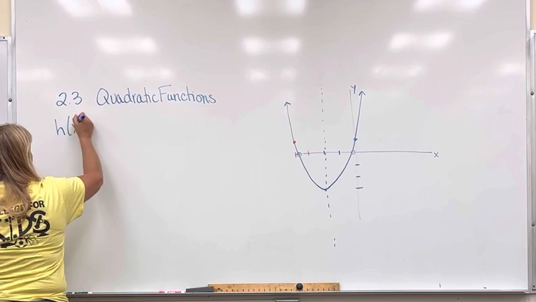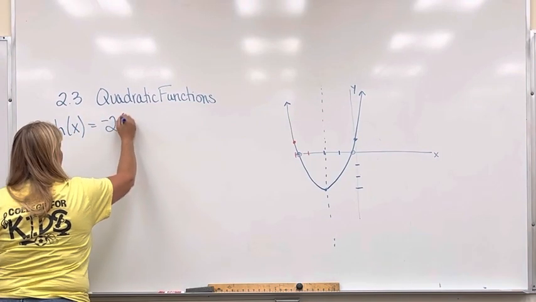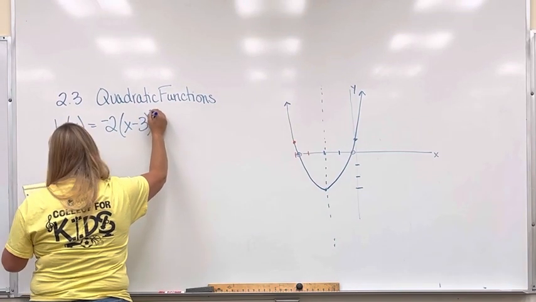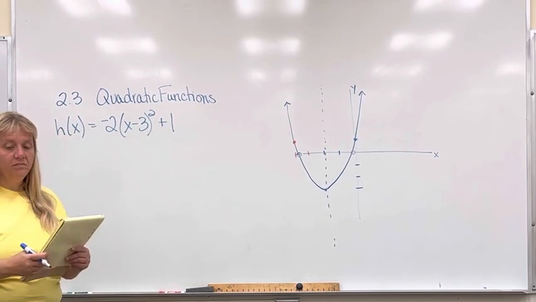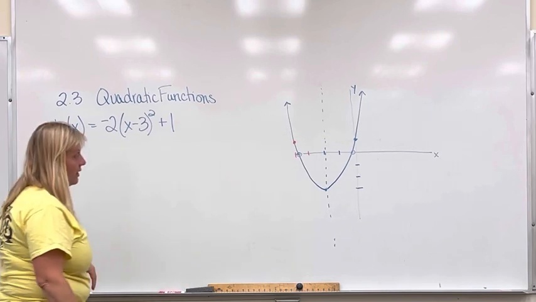h(x) equals -2(x - 3)² + 1. Okay. Now, as I look at my notes, there's one other thing that I wanted to make a note of.